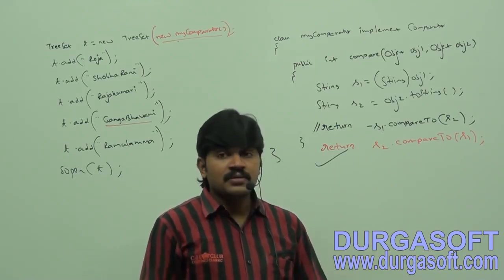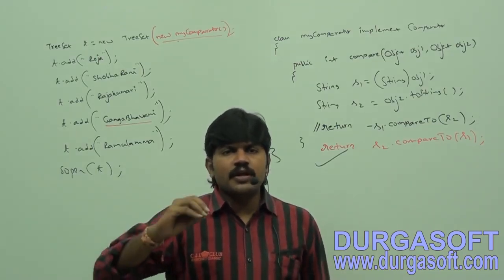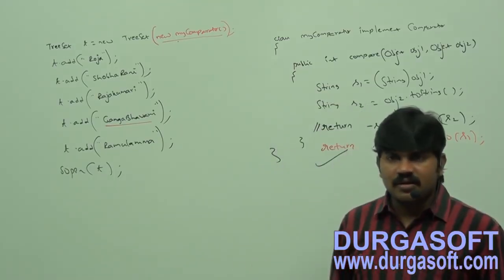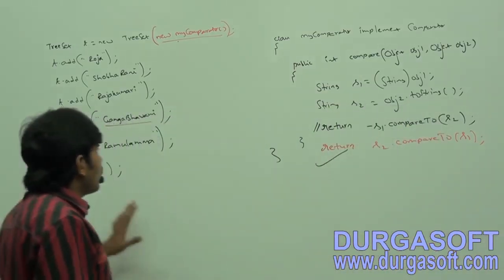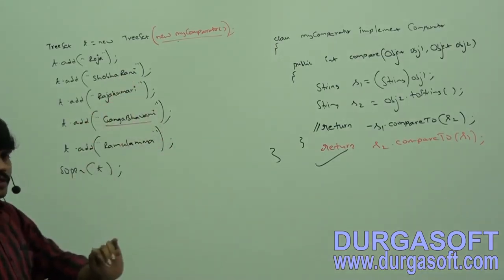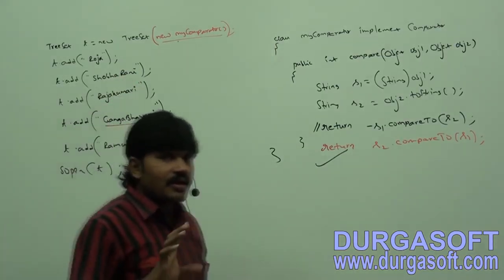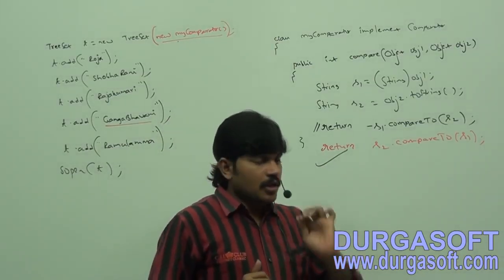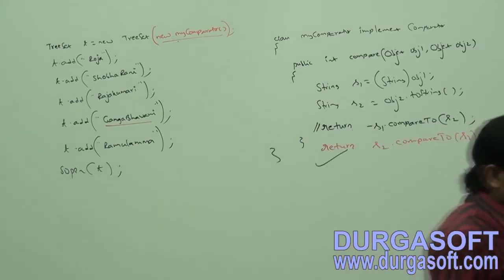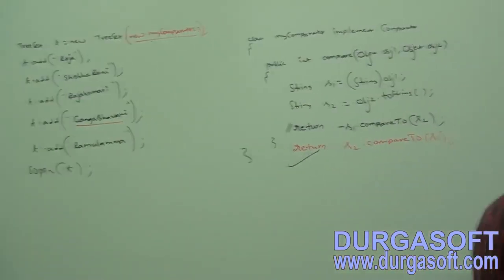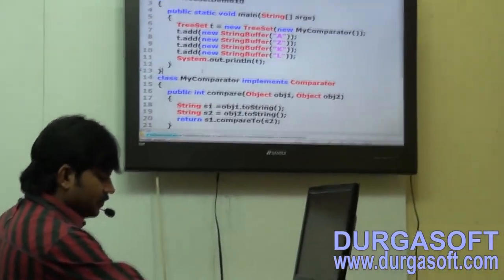Sir, here see, for StringBuffer default natural sorting order is available or not? For StringBuffer default natural sorting is not there, but I want to insert StringBuffer objects into TreeSet according to alphabetical order. So customized sorting is compulsory, right? How we can, just observe here. One minute here, let me show. Okay, here just one minute, have a look once here.